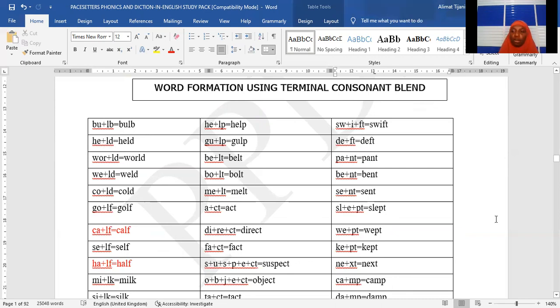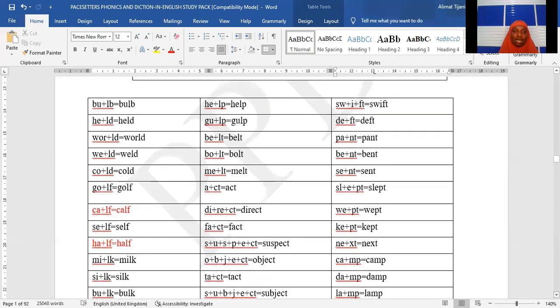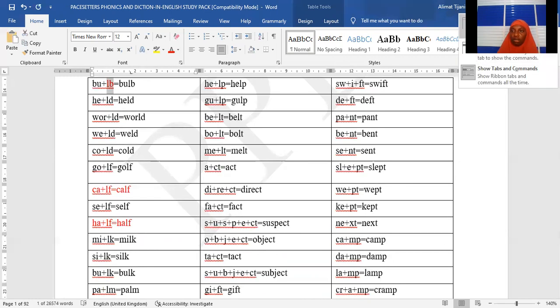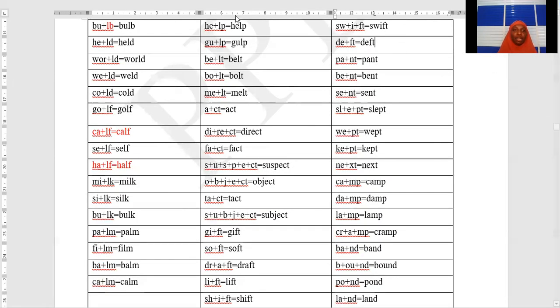First we have bulb. Take note that the letter L in some of these words will be silent. So watch out for my sounding, blending, and pronunciation of each word. We have bulb. Yes, we said our focus is on the terminal consonant blend here. So do not forget that our focus would be more on the terminal consonant blend. Right, so next we have held, world. This one is world.